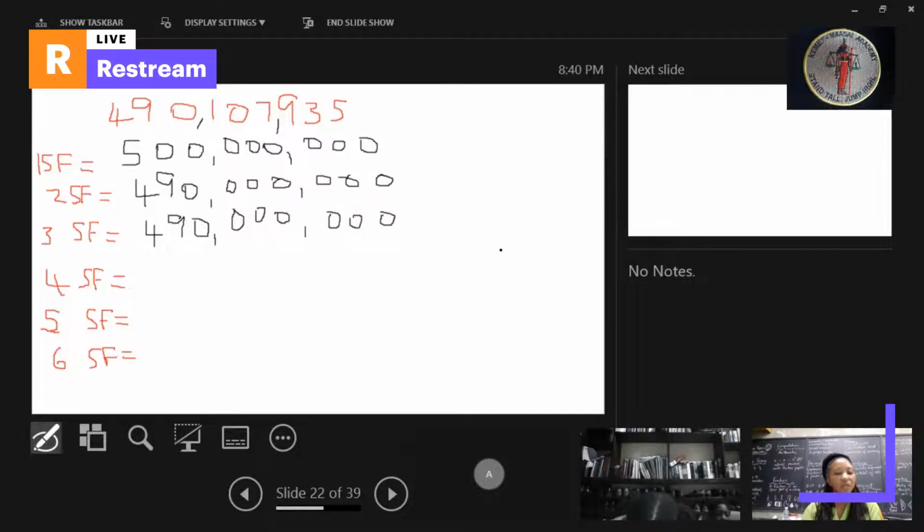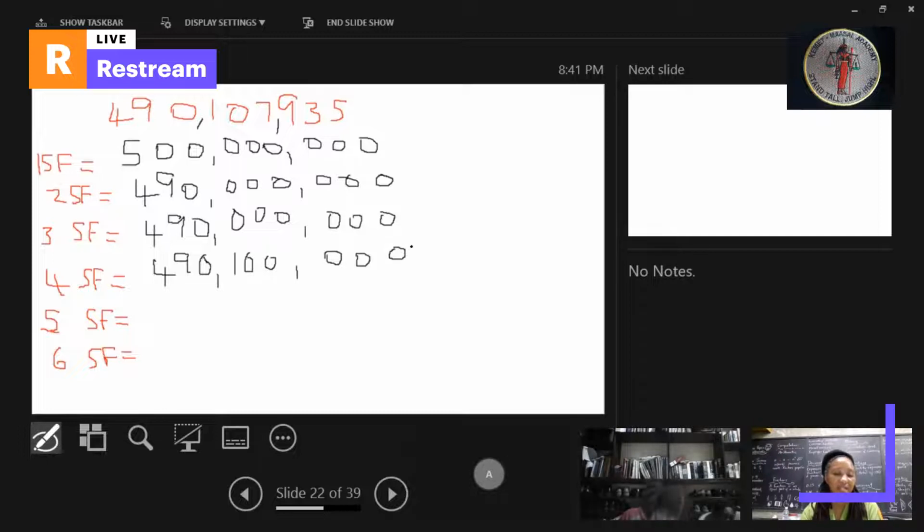Four significant figures. The fourth number is 1. And if we look to the right of it, it's less than 5, so we just leave it and then fill in the rest with zeros. So what should I put? 490 million. Tell me the digits to put. 490, 1, 00000.